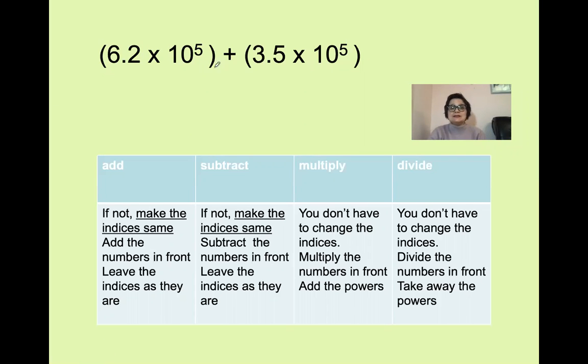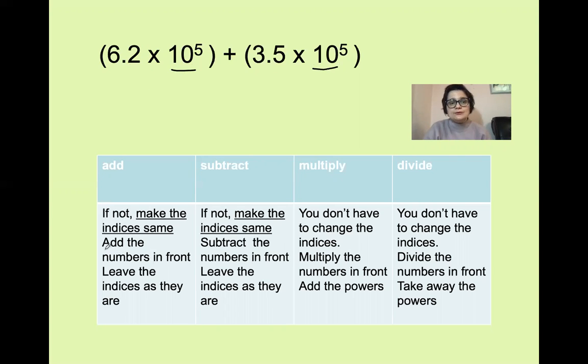So we have the addition of two numbers expressed in standard form. So we have 6.2 times 10 to the power of 5 plus 3.5 times 10 to the power of 5. Now, as you see, in both standard forms the powers, the indices, are the same. And I'm saying here, if they're not the same, make the indices the same. So in this case, they are the same, so we don't have to change them.